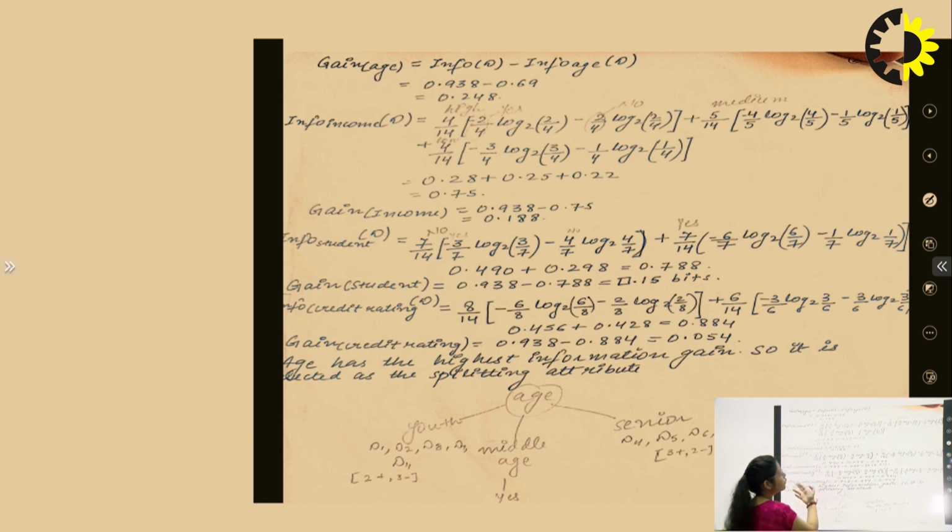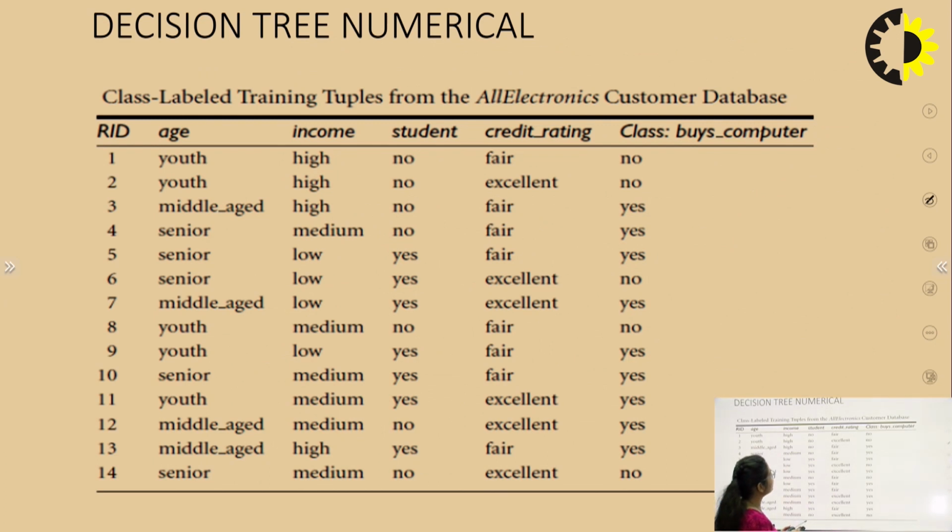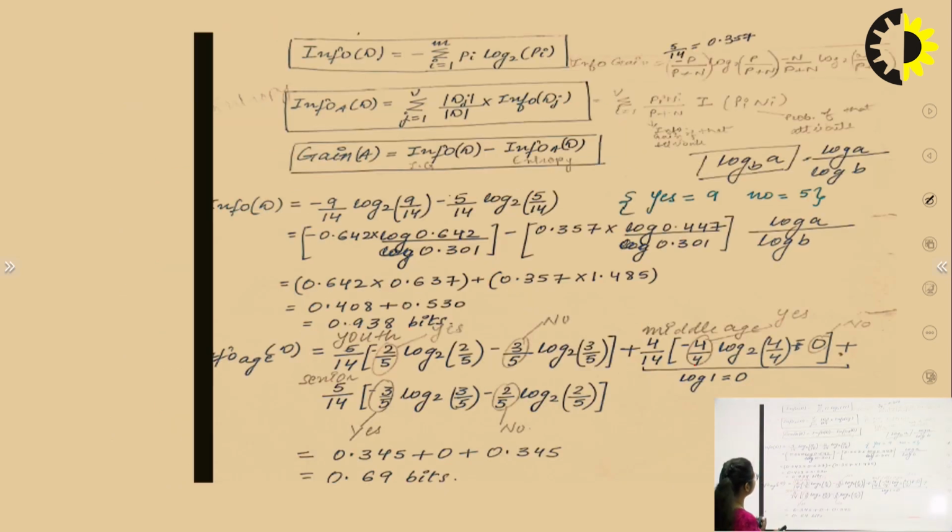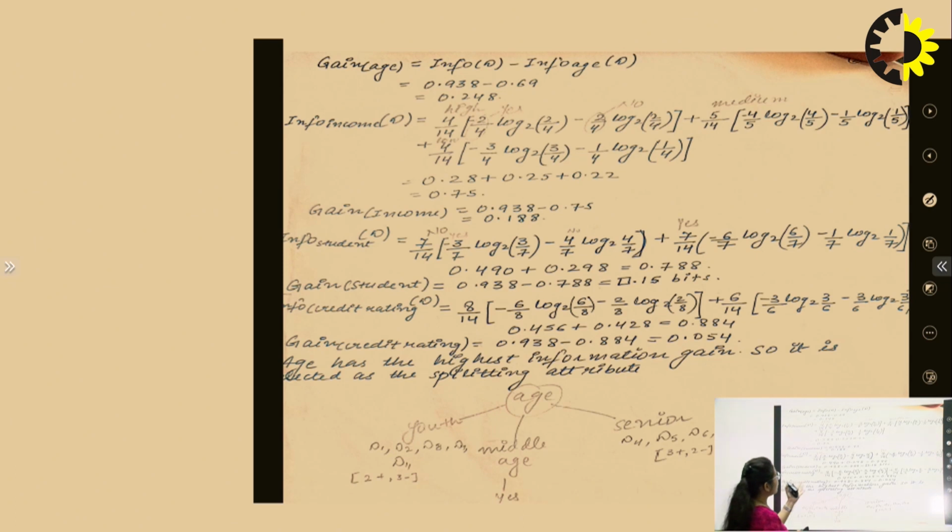Again, we calculate credit rating. In credit rating, we have 2 attributes: fair and excellent. We have 8 values of fair and 6 values of excellent. Then again, we will put the values in the formula and calculate the gain.